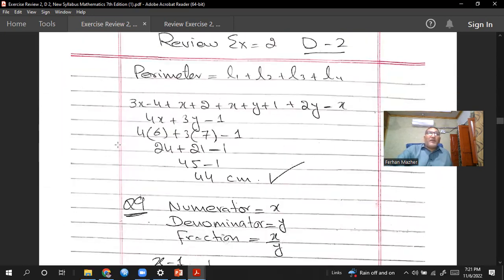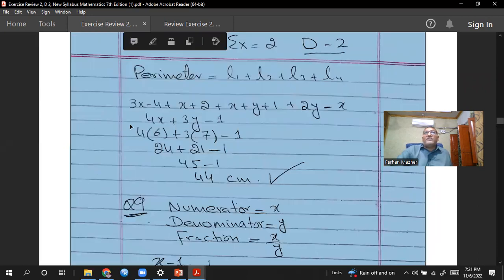I want to find out the perimeter of this parallelogram. So I will add up all the four sides, length 1 plus length 2 plus length 3 plus length 4. So it will be 3x minus 4 plus x plus 2 plus x plus y plus 1 plus 2y minus x. So it will be 4x plus 3y minus 1.